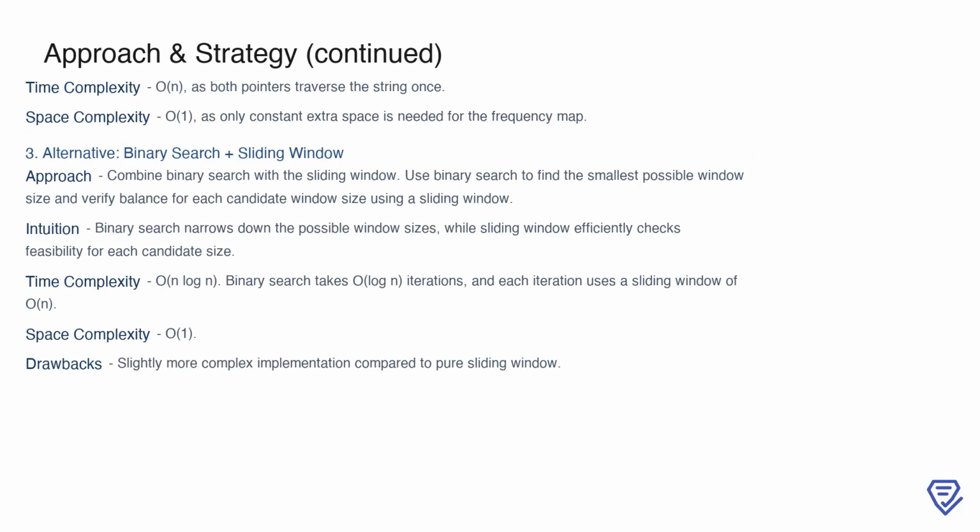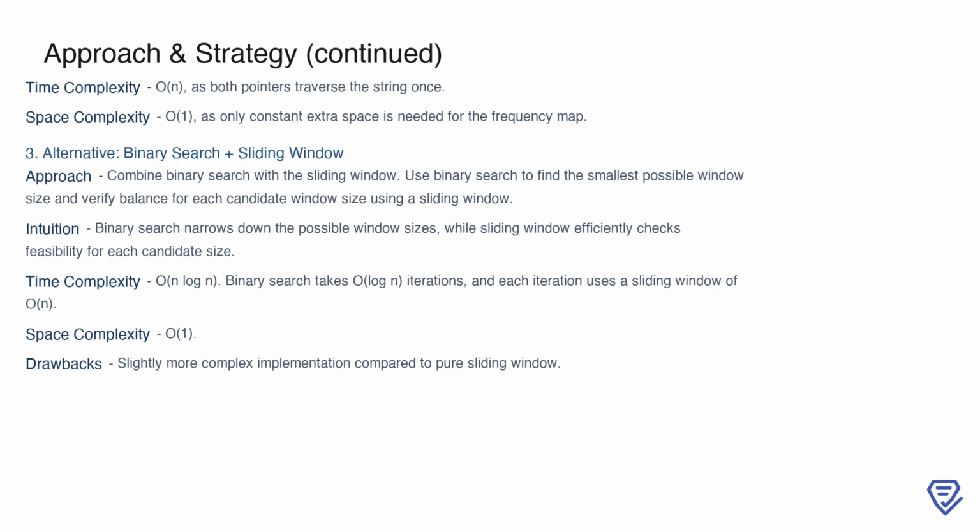The sliding window approach is highly efficient, with a time complexity of O(n), since both the left and right pointers traverse the string only once. Additionally, it has a space complexity of O(1), as it uses only a constant amount of extra space for the frequency map. An alternative approach combines binary search with the sliding window method.